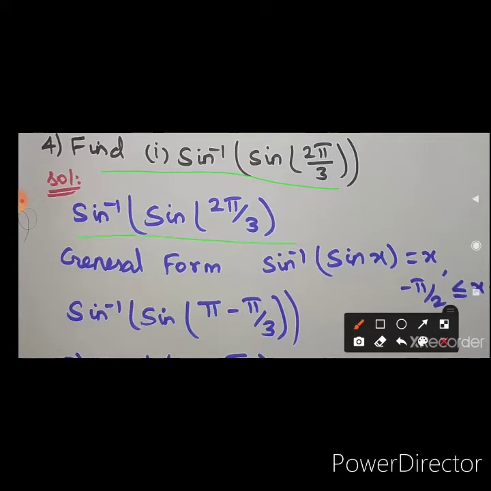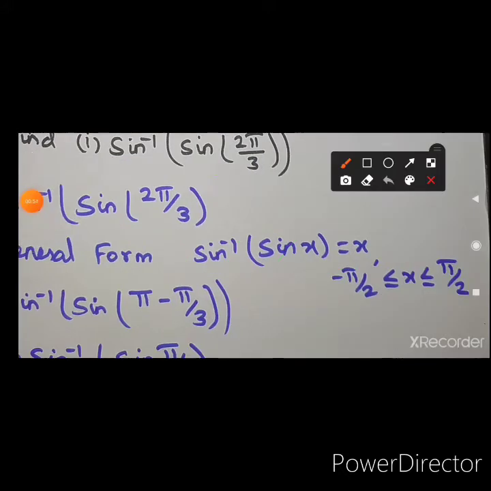Sine inverse of sine of 2 pi by 3. The general form is sine inverse of sin x is equal to x. Sine inverse and sine cancel, so the result is x. The condition is minus pi by 2 less than or equal to x less than or equal to pi by 2.